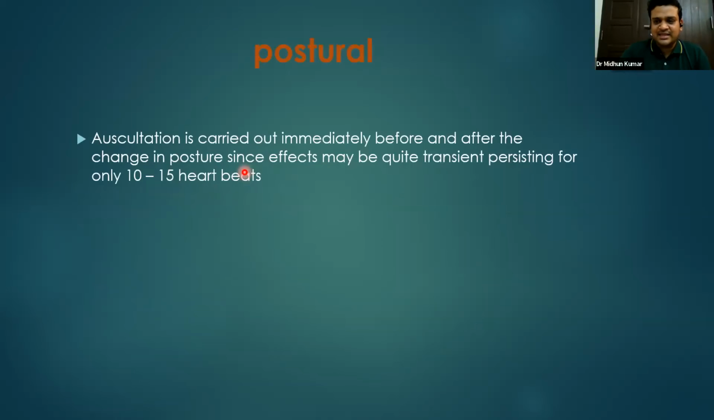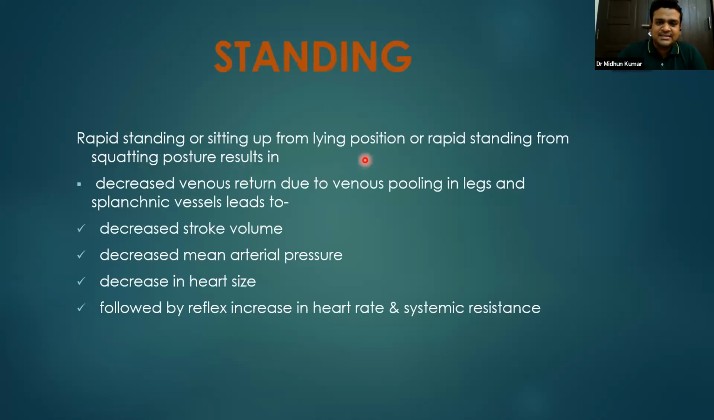The other easier thing with which you can alter the pathophysiology is postural changes. By postural change, we mean that you can auscultate the patient by sitting and by standing. What happens in standing, when the patient stands from a sitting or lying position, is that the blood will pool into the lower limb. So the systemic venous return is going to decrease. There will be decreased stroke volume, decreased arterial pressure, and decreased heart size, and these things will reflexly increase the heart rate. All these changes in the cardiac cycle are going to behave differently in some pathophysiology.